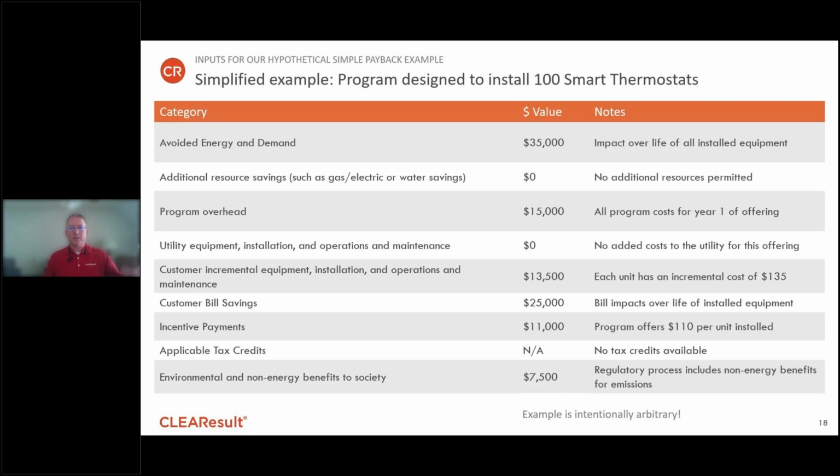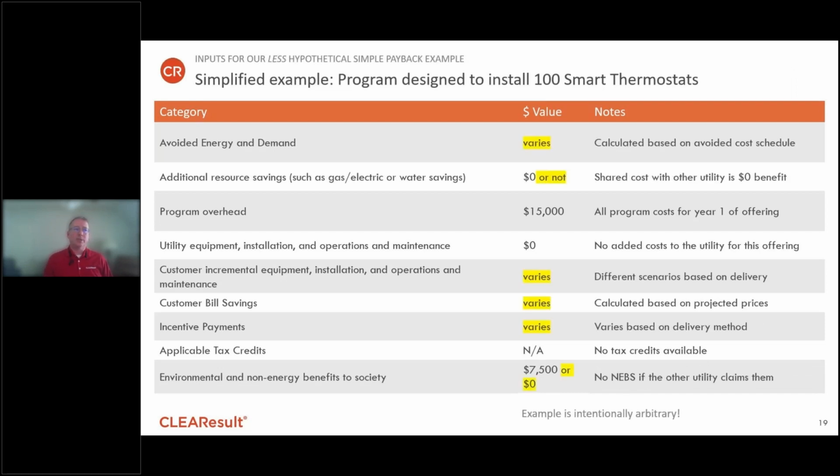We had some numbers that are not really random, but hypothetical, big round numbers: 35,000, 15,000, 25,000. All of those were intended to be definitely arbitrary inputs, because those numbers can be very different in different parts of the country, but they can also be very different depending on your implementation approach. So I've modified that table a little bit, and hopefully you can see all my yellow highlights of all of the things that actually change.